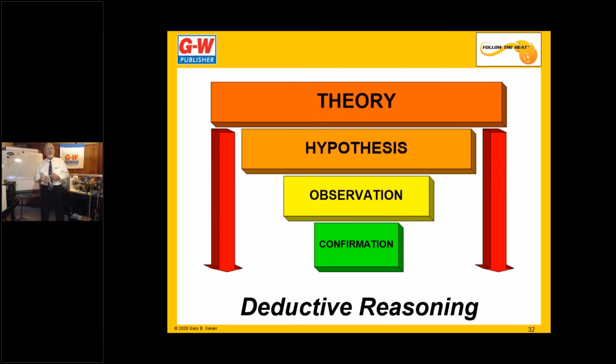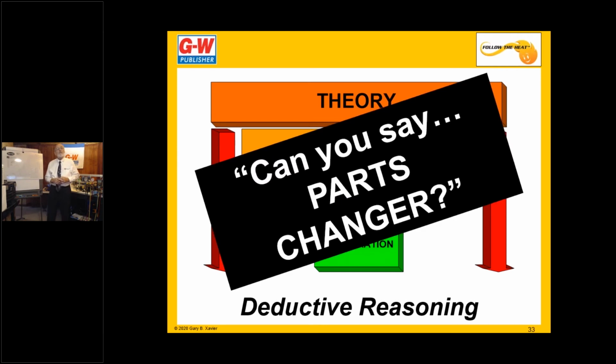A parts changer says, okay, my theory tells me it's doing this. Yeah, I think that's what it's doing. Let's change that part. That's a parts changer. That's deductive reasoning. That's how I started out 50 years ago. It doesn't work well for us. Believe me, it doesn't work well for us. I changed a lot of parts that I probably didn't need to change because I didn't know what I was doing.